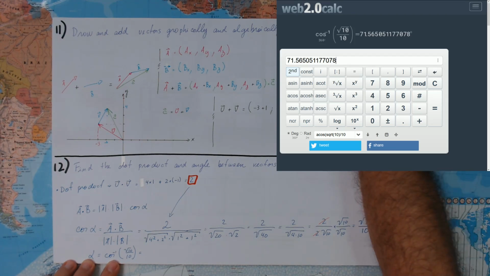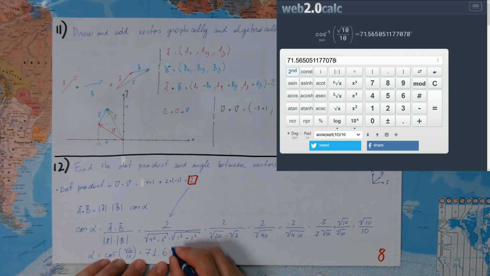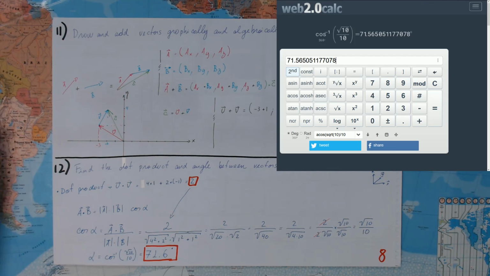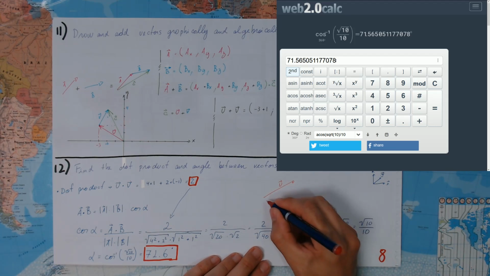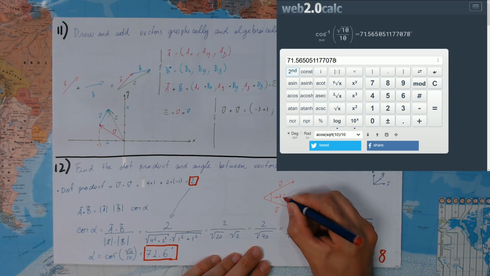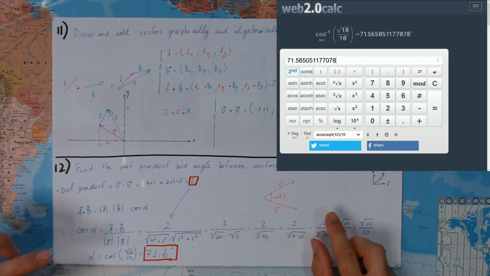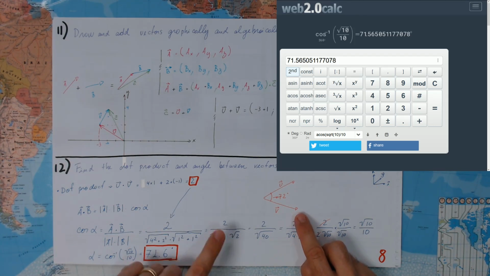And what is the answer? It is going to be in degrees: 71 degrees and 6. So this is the angle between those two. If we have U, and maybe V, the angle between them is around 72 degrees. This is what is going on. The magnitude of U is the square root of 20, and the magnitude of V is the square root of 2. So V is smaller than U.